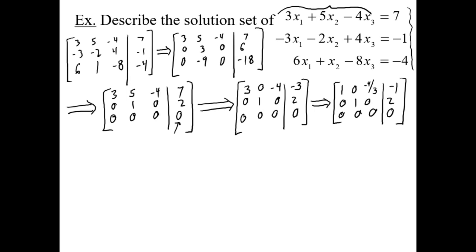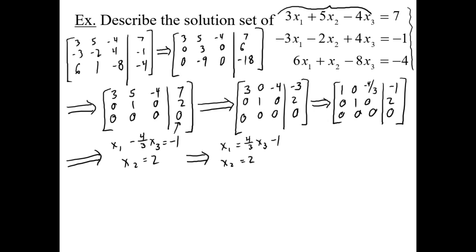All right, the top equation tells me that x1 minus 4 thirds x3 is equal to negative 1. The middle row tells me that x2 is equal to 2. And so now, I'm doing the same thing I did before. Let's now write our x1, x2, and x3. So x1 is going to be 4 thirds x3 minus 1. x2 is equal to 2, and x3 is our free variable, so x3 equals x3.